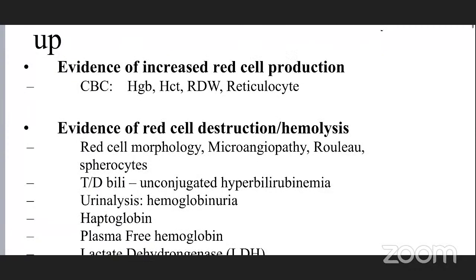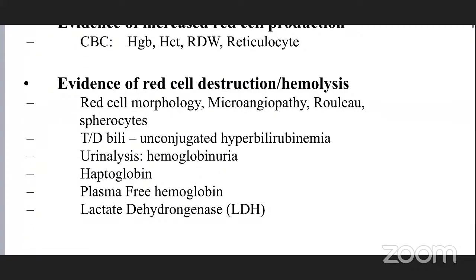Then we will look for the evidence of red cell destruction. Usually RBC morphology, we can see microangiopathic changes or schistocytes in the smear and also spherocytes. Then we can look for the total and direct bilirubin, usually unconjugated hyperbilirubinemia. Then we will do urine analysis. We can see hemoglobin in urine, which is called hemoglobinuria. And also we'll look for haptoglobin, which usually is low. Plasma-free hemoglobin, and also we look for LDH, which usually is high.